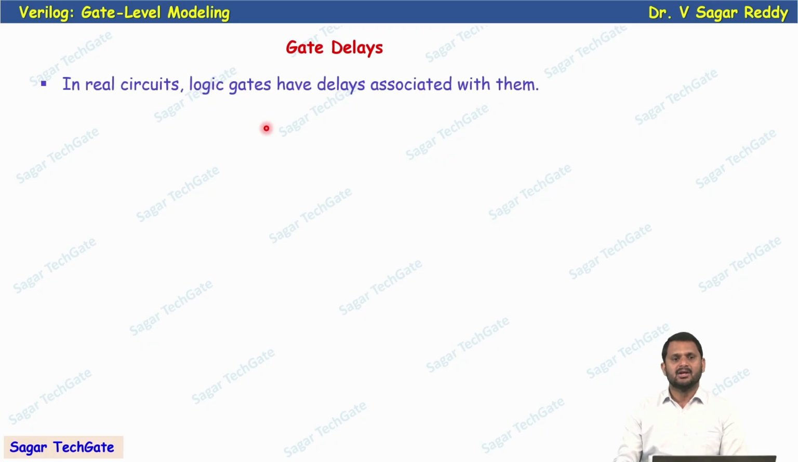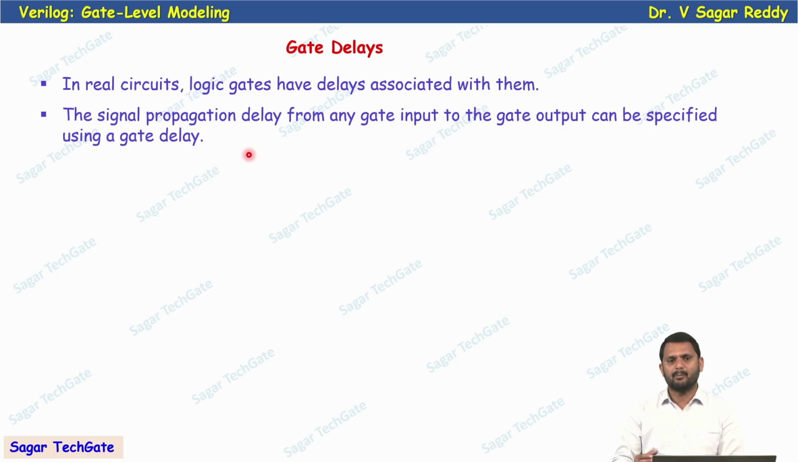Now, gate delays. In a real circuit, logic gates have delays associated with them. If you want to design real hardware, it has a number of gates having a built-in propagation delay. So how can we model these delays in Verilog? In any real circuit, each and every logic gate has its own propagation delay. The signal propagation delay from any gate input to the gate output can be specified using gate delays in Verilog.